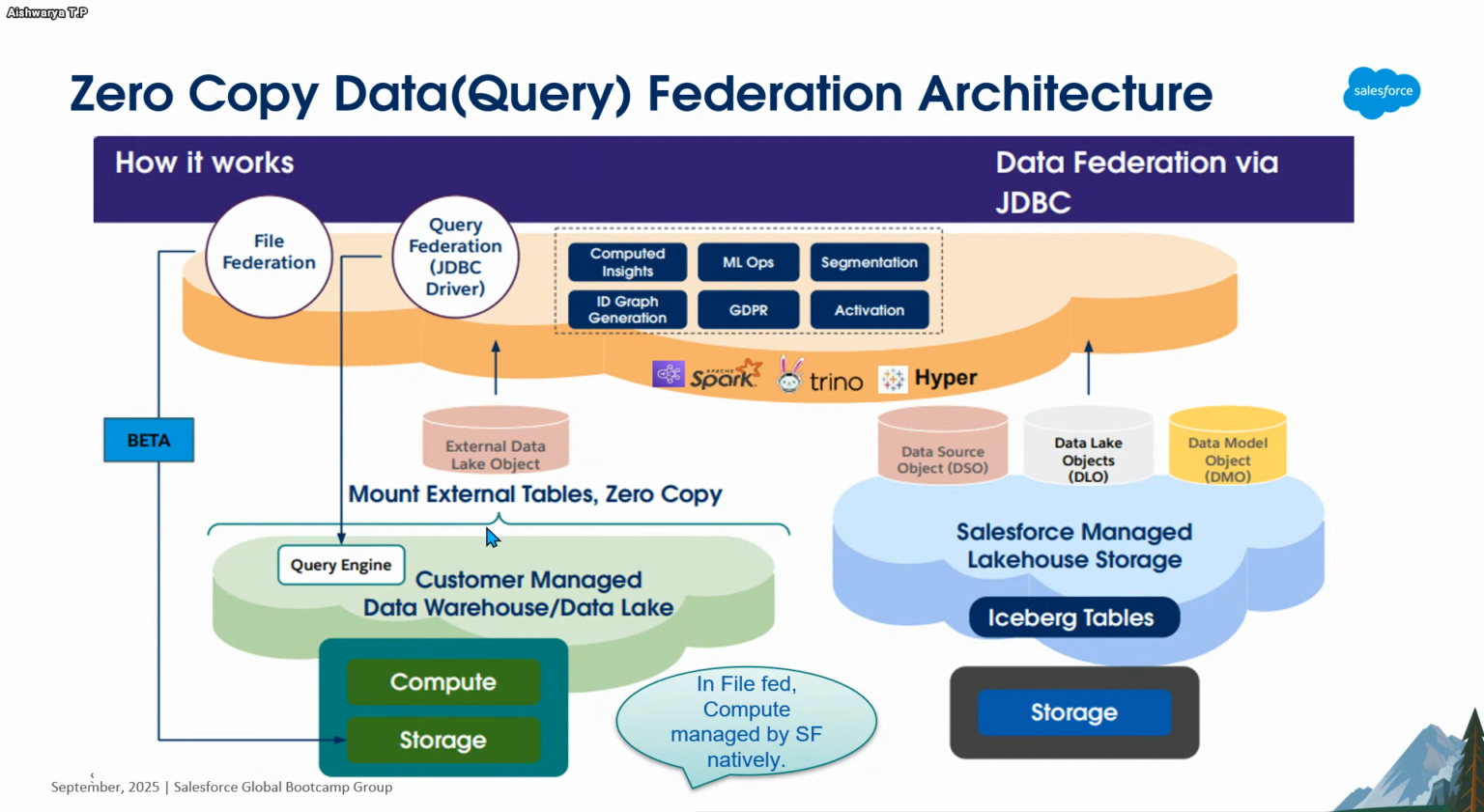So the green cloud is your source system. From there you can retrieve that data, and it happens via a JDBC driver. These are all supporting systems that are available, like Spark, Trino, Hyper. Those are the supporting systems through which you can bring that source data into Data Cloud.